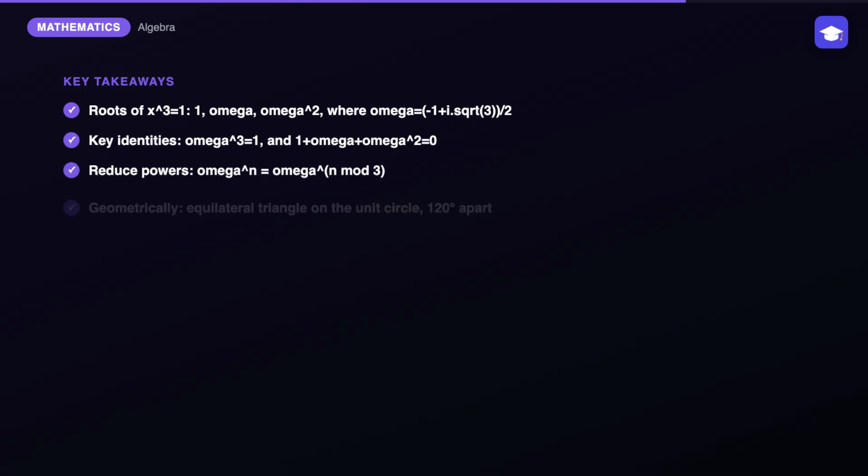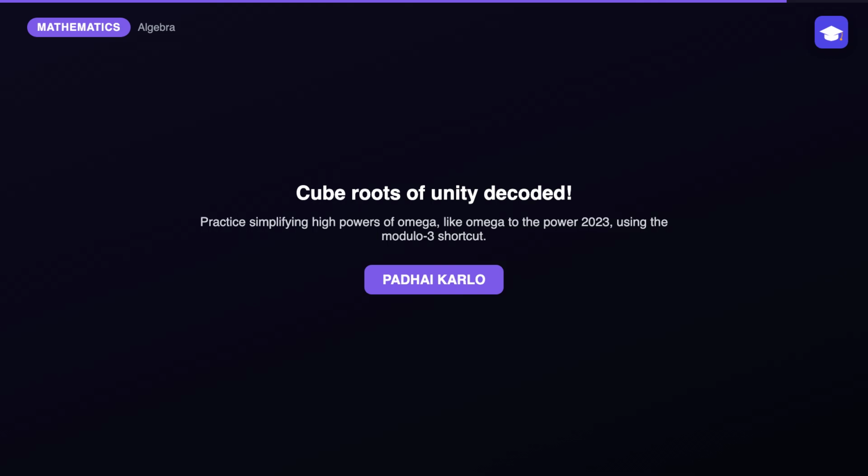The cube roots of unity are 1, omega, and omega squared, solving x cubed equals 1, where omega equals (-1 plus i root 3) over 2. The two key identities, omega cubed equals 1 and 1 plus omega plus omega squared equals 0, let you simplify any expression or power involving omega. And geometrically, these three roots sit at the vertices of an equilateral triangle on the unit circle. That's the cube roots of unity.